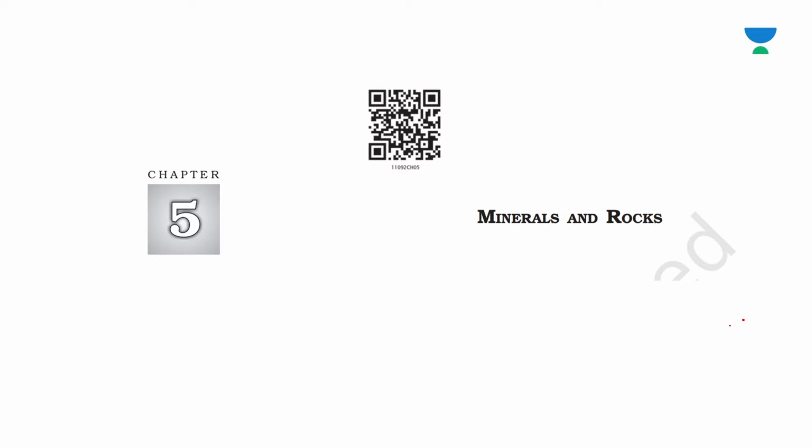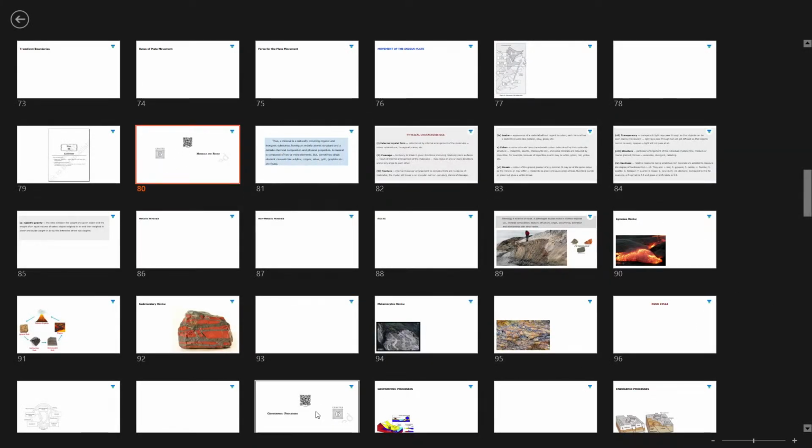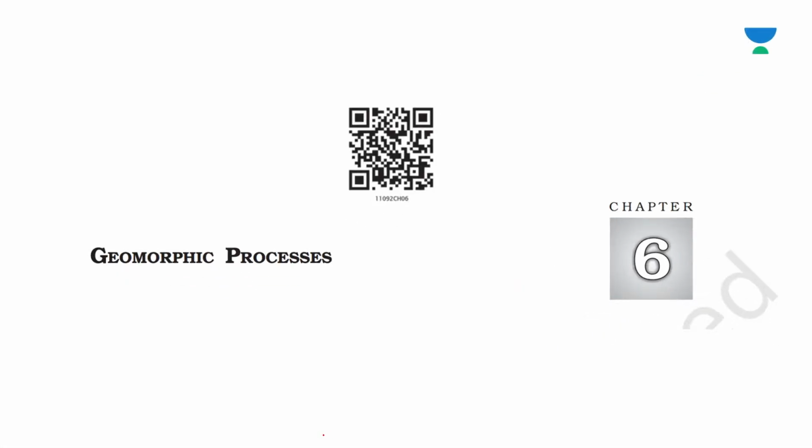Then we have covered the geomorphic processes, where we have discussed diastrophism, volcanism, exogenic process, weathering, chemical weathering, physical weathering processes. Then biological activity and weathering we have covered.